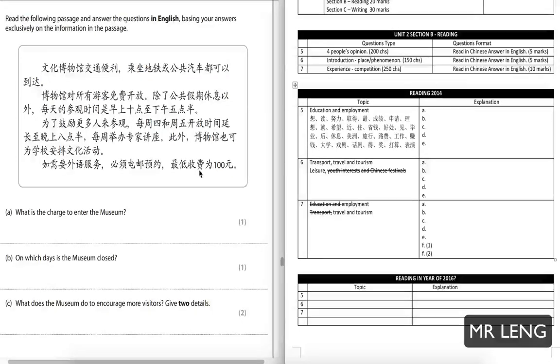最低收费 最 the most, 低 low. So the lowest charge will be 100 yuan. Yuan again, the unit of RMB. Yes, 100 yuan. Okay, now we're going to revise the keywords.